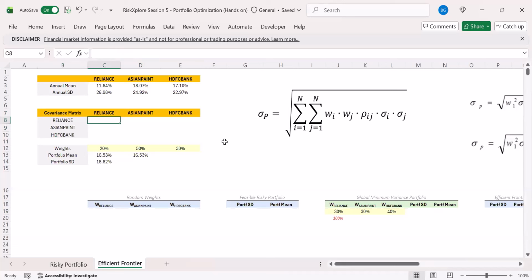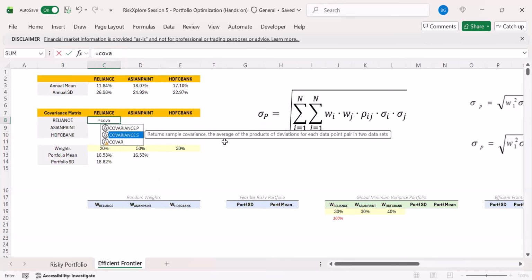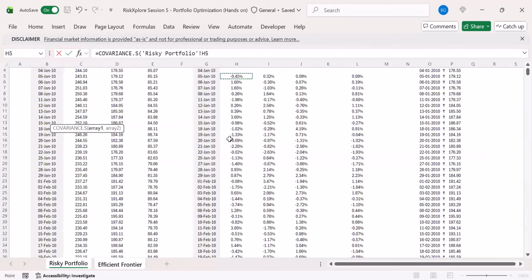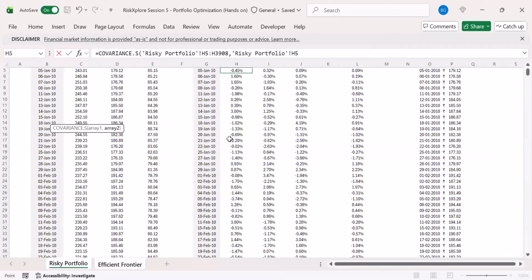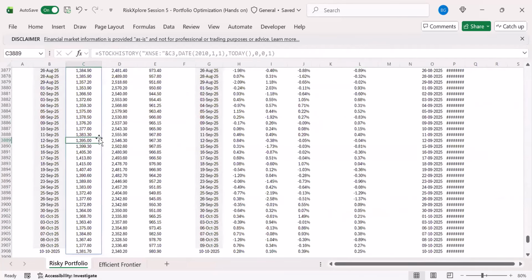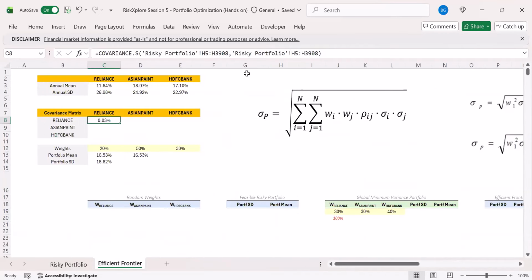Covariance का क्या formula है? Equals to, we have a function for that, equals to covariance. We will go with covariance.s. Now since we are finding out covariance between Reliance and Reliance, so what we will do, we will select this comma, again this complete range. Okay, so we have covariance here. Yes, you can use data analysis as well, but this will be dynamic. Data analysis tool pack will not be dynamic. If you change the asset here, you will have to carry out the entire process again. So we have the covariance.